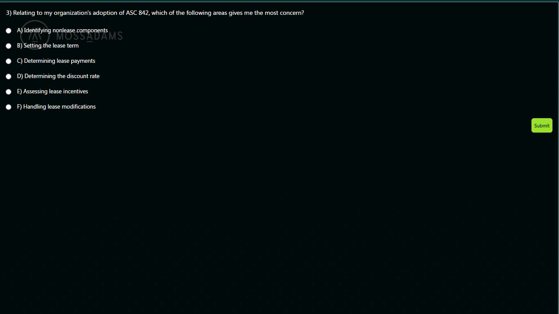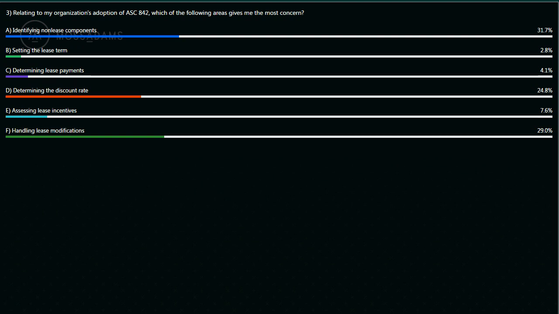That's some interesting responses. All right, here are the results. Very interesting. So hopefully we're going to walk through some simplifications to two of those three, the non-lease components and the discount rate. Again, the standard setters have offered companies a little relief there, fairly considerable. So we'll walk through those now. Bear with me one moment.